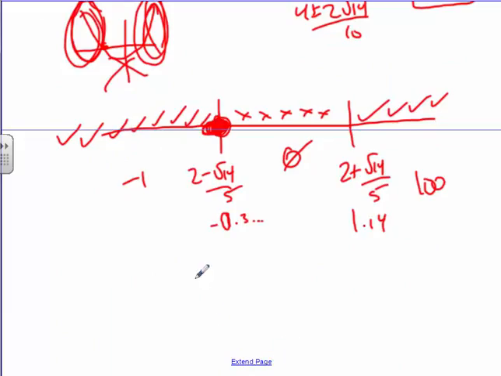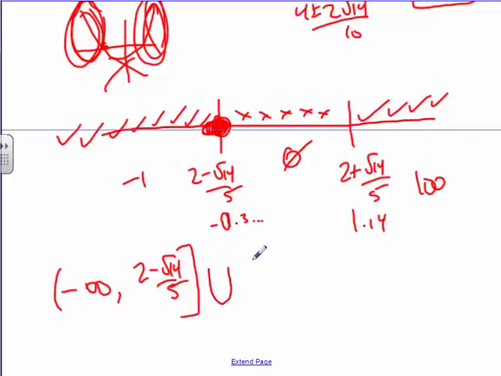Okay, let's talk about how to write this then. We would write this as from negative infinity up until 2 minus root 14 over 5, and we would get to include the 2 minus root 14 over 5. We would then union that with 2 plus root 14 over 5 and take that all the way up to positive infinity. And that would be our solution set. So basically everything on the outer extremes is the solutions for this one.